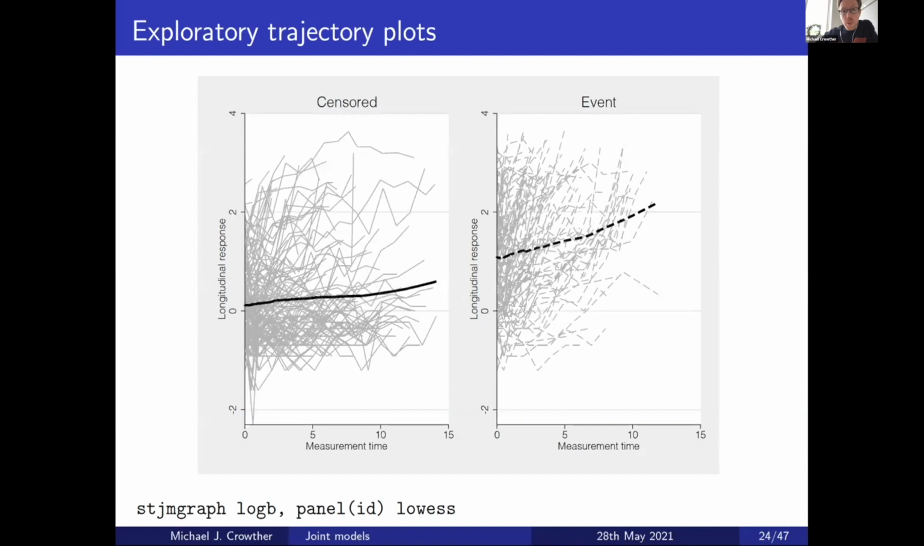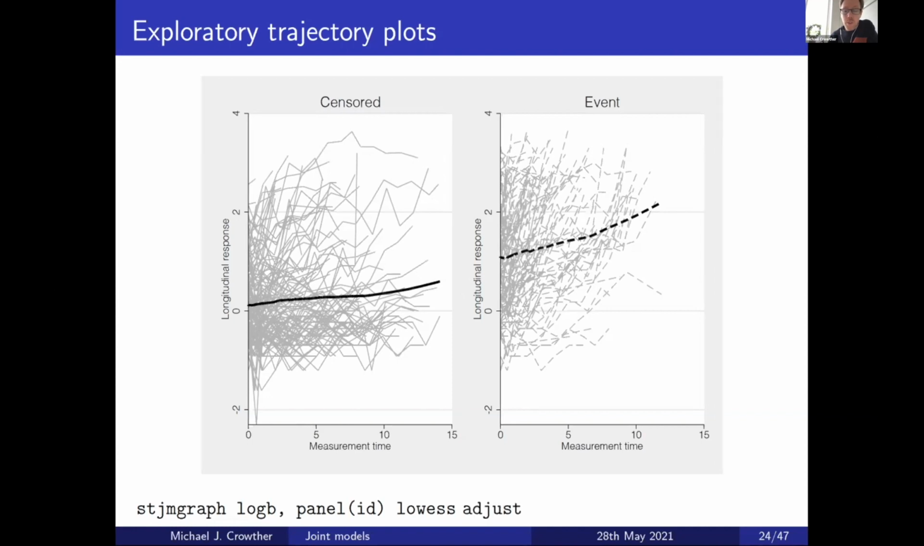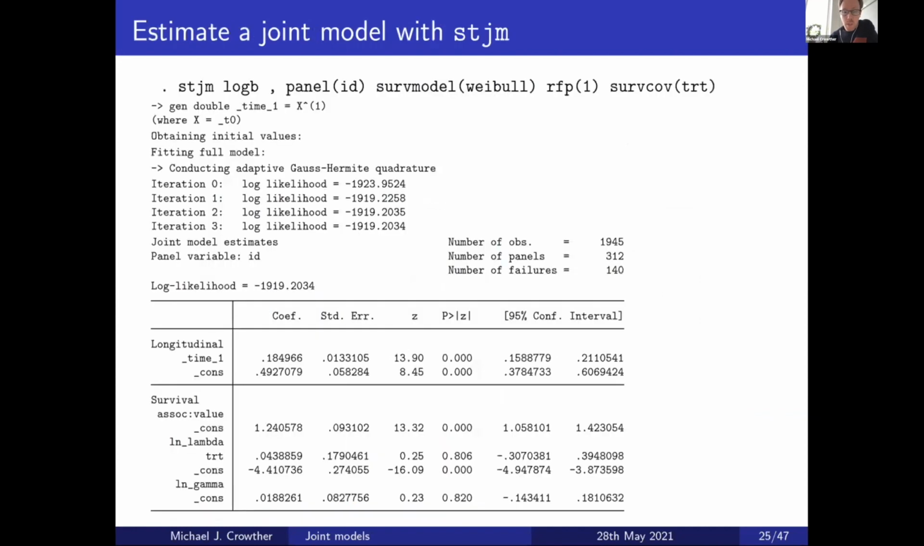First step, exploratory trajectory plots. These are really useful curves. What I'm doing here is plotting all of the observed biomarkers across time, overlaying a lowess smoother, but plotting them separately between those that were censored and those that died. This is just to give an idea of any pattern in the biomarker in the period prior to death, to start to indicate whether there's an association between the two processes. What we see here, in many of the observations, is a sharp increase leading up to death. This becomes even more obvious if we adjust our timescale.